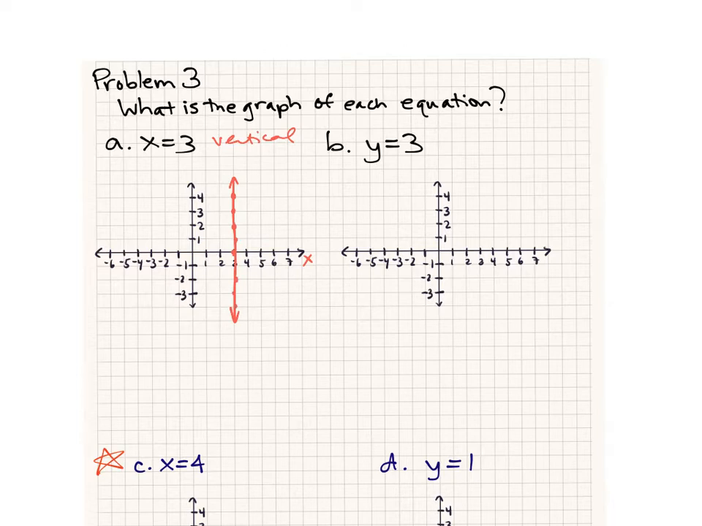And then when you have y equals a number, this is going to be a horizontal line. And so you go on the y-axis, find your 3, and then draw a horizontal line right through that point. And that means every point on this line is going to have a y coordinate of 3.